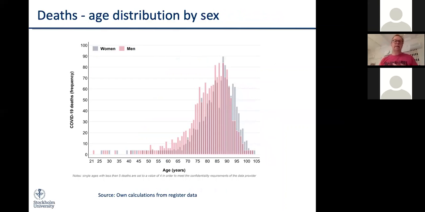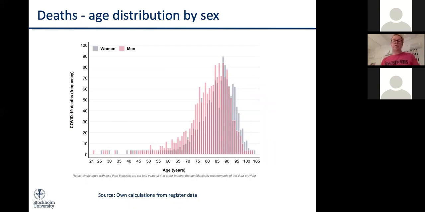And here is a little bit of the distribution. As we know, the mortality of COVID is heavily dominated by mortality among the very elderly. From age 70 and above, we find almost all deaths. And here you have the distribution by women and men.